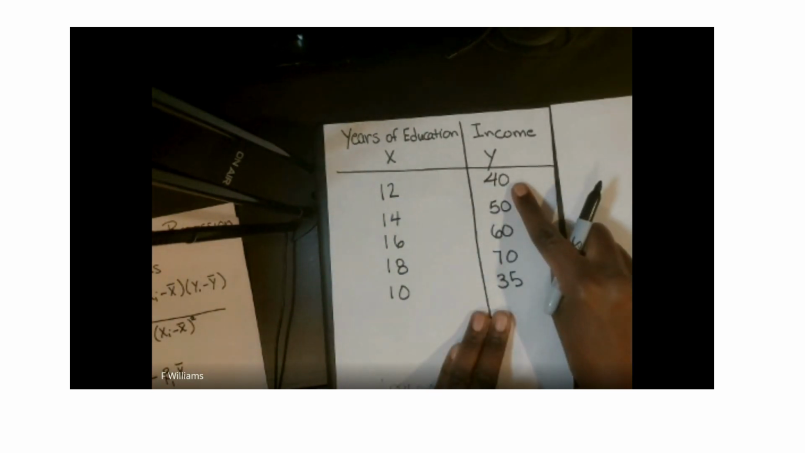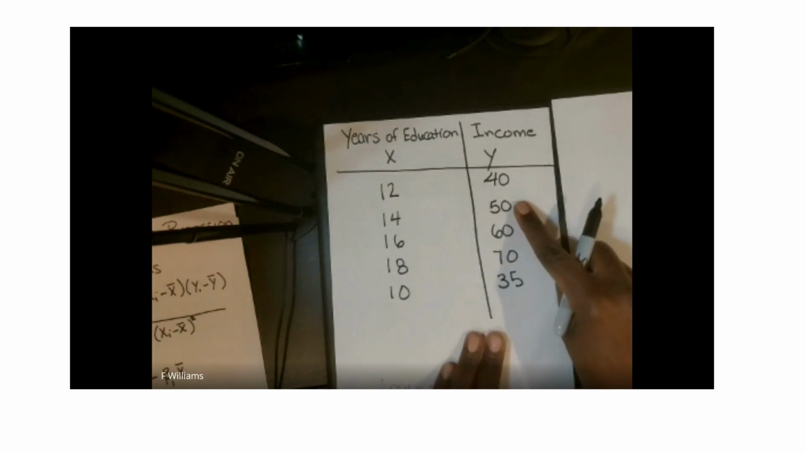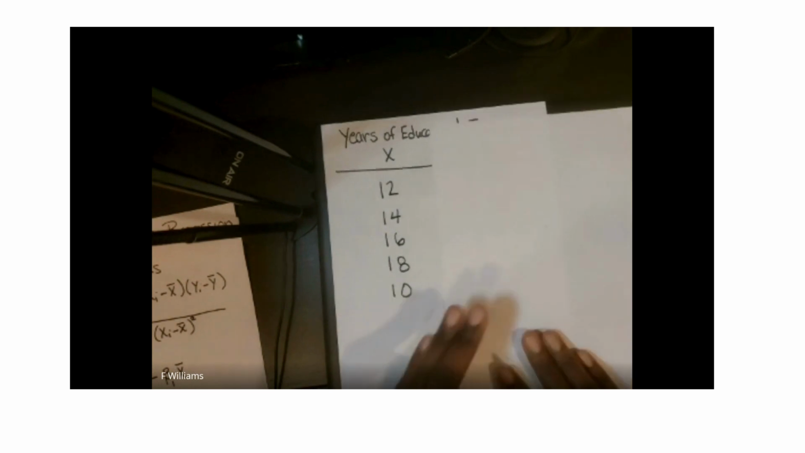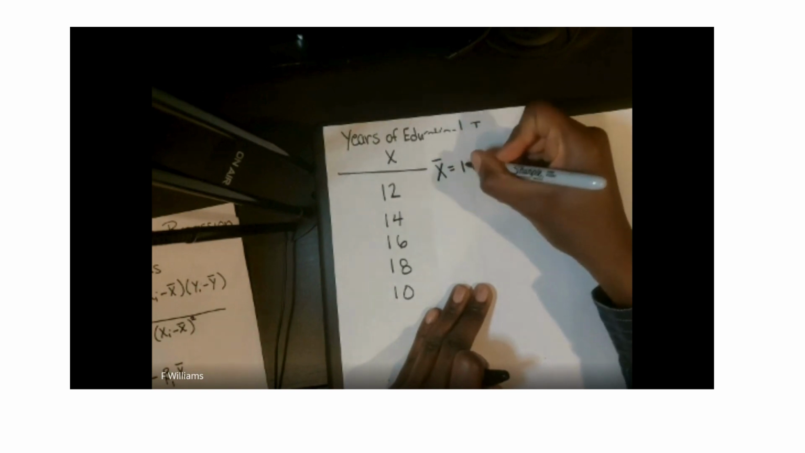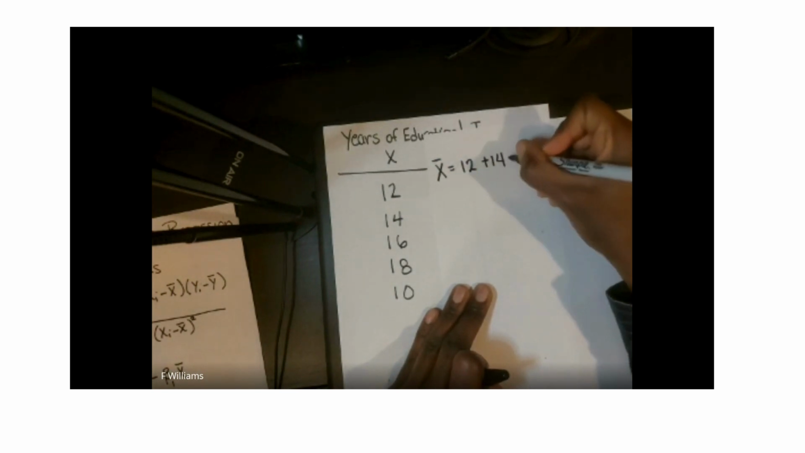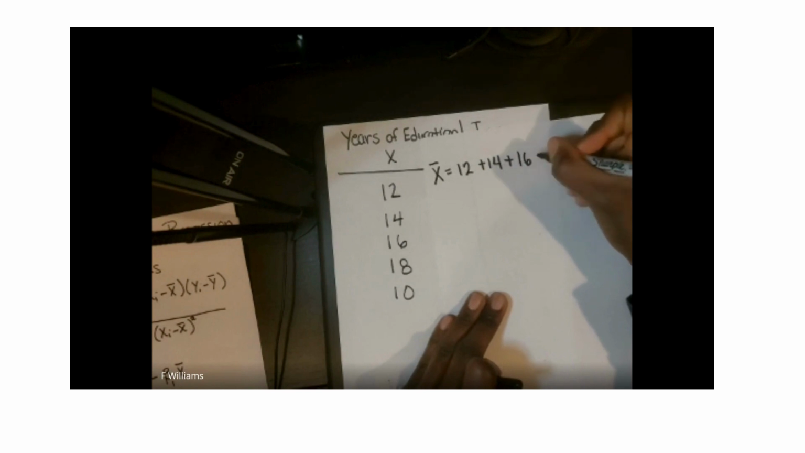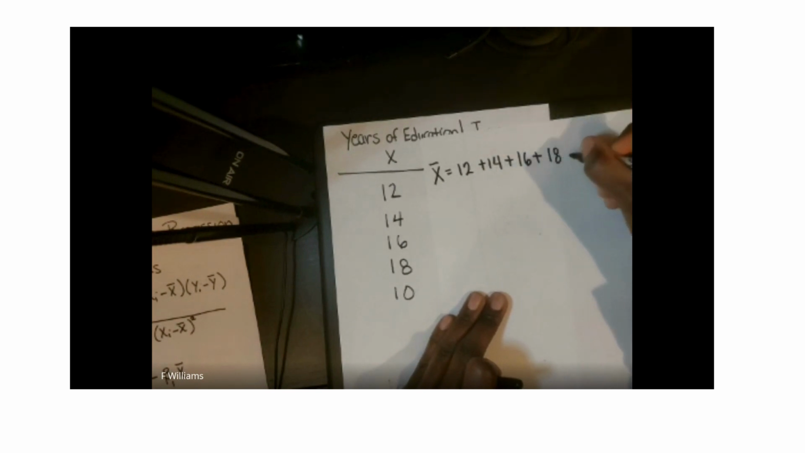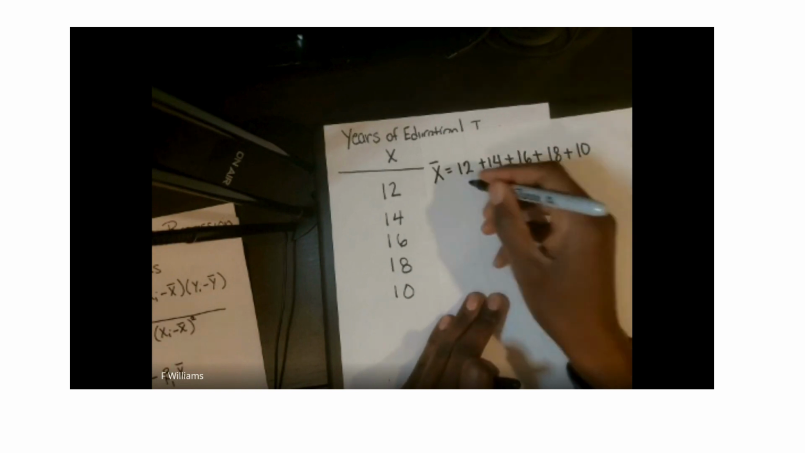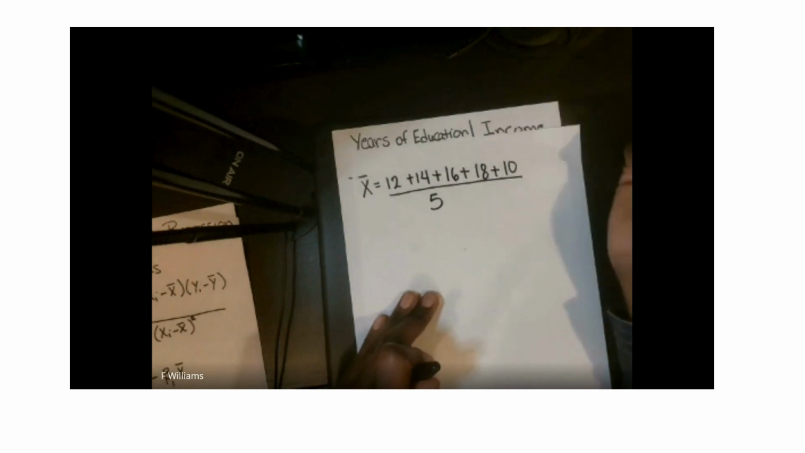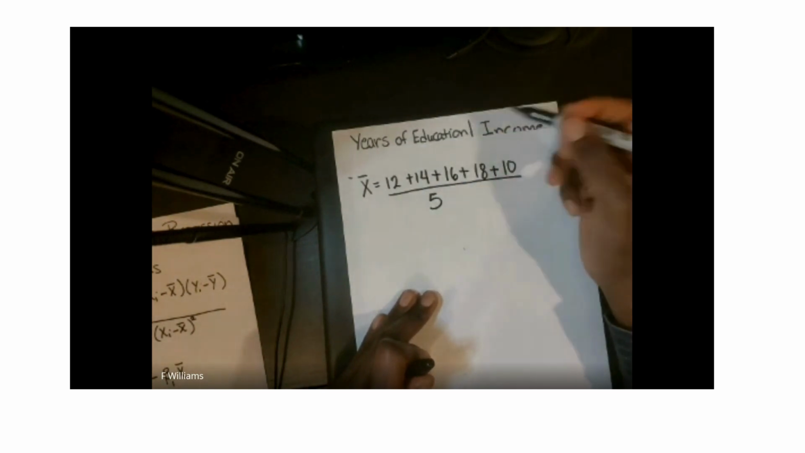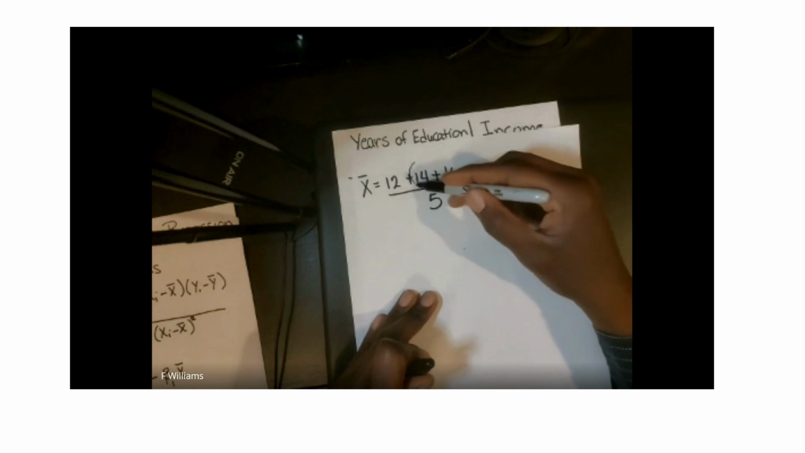Here, the 12 represents 12 years of education, and its outcome is 40 for the income. 14 for education, 50 for the income, and so forth. So for our average value for years of education, that's equal to 12 plus 14 plus 16 plus 18 plus 10. We're going to take that divided by 5. And the way I'm adding it up, you can use a calculator or whatever you want to use. I just try to do the fast math or easy math on it.